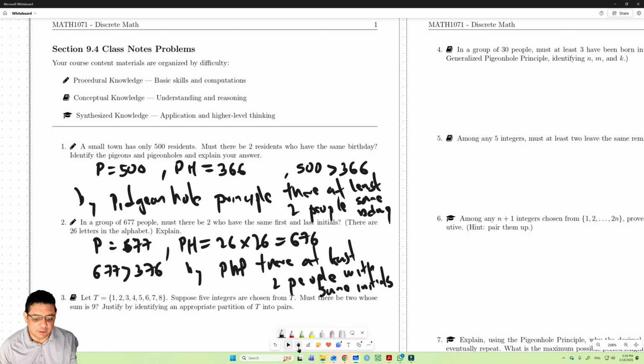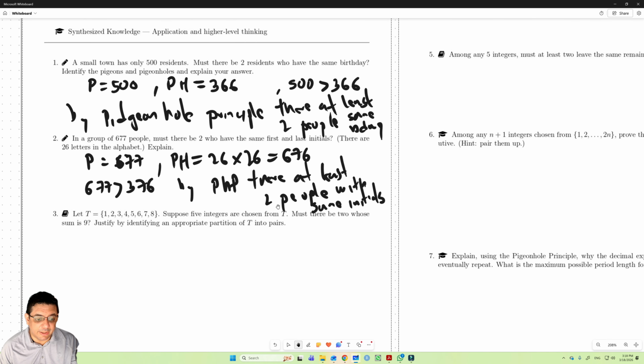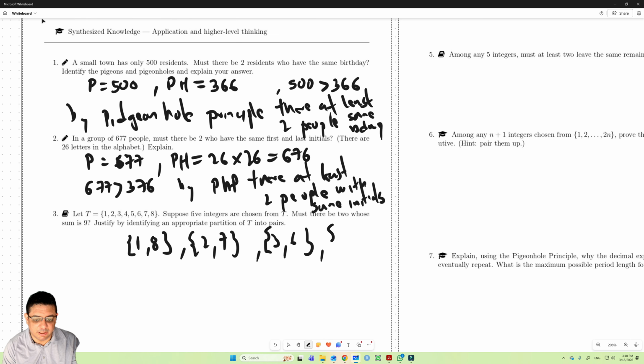All right, so now question number 3. Suppose you have 5 integers chosen from T. So this is very similar to what we did in the slides. There must be 2 whose sum is 9, just by identifying an appropriate partition of T into pairs. So notice that to get sum 9, we can have 1 and 8. We can have 2 and 7. We can have 3 and 6, and we can have 4 and 5. And that's it. Those are the partitions that are going to give me sum 9.